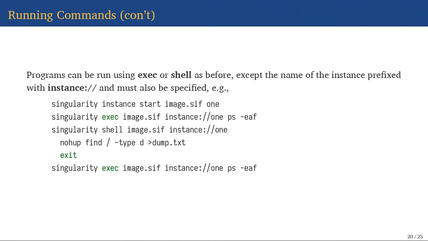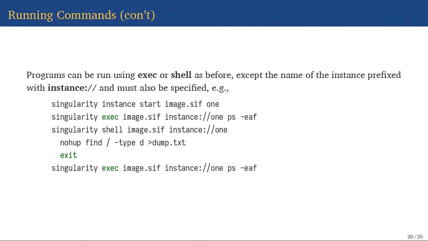So here's a full example. Suppose you want an instance called 1, singularity instance start image, some image file, and then 1 is the name of it. So then I can use exec to run a program or a daemon or whatever I want, singularity exec, the image, and you have to put instance:// and then the name you gave it, so 1, and then you put the command you want. Now that command could be a daemon, okay? That would be fine. Then if you wanted to do something interactively, you could do singularity shell, etc.